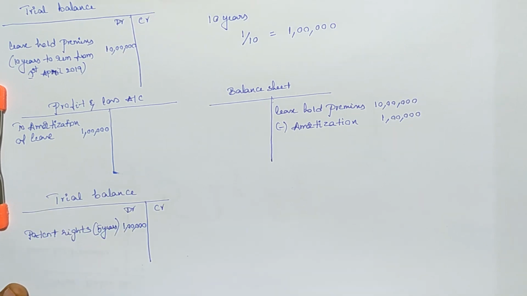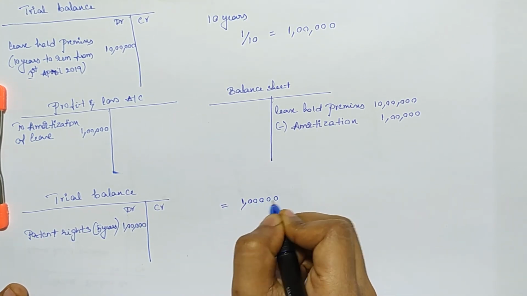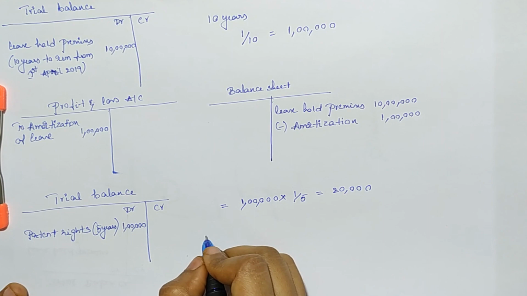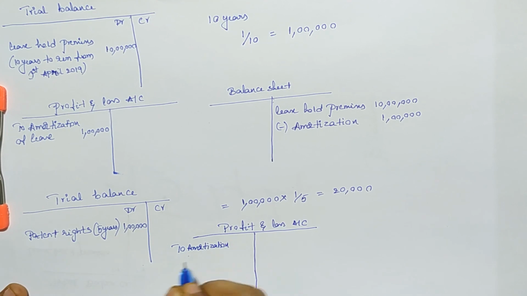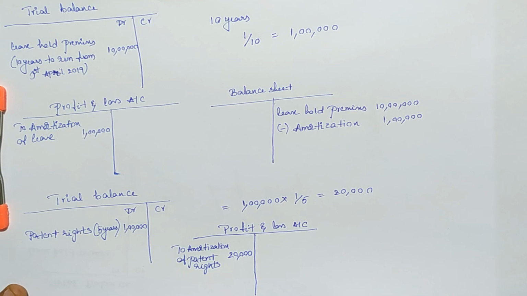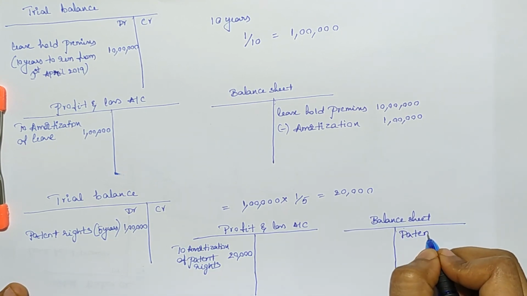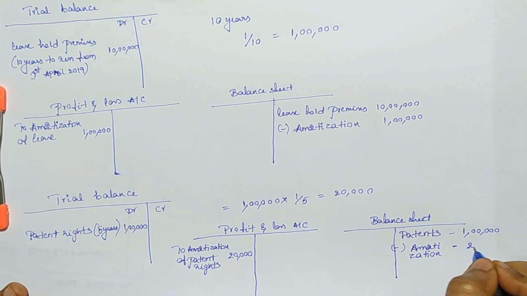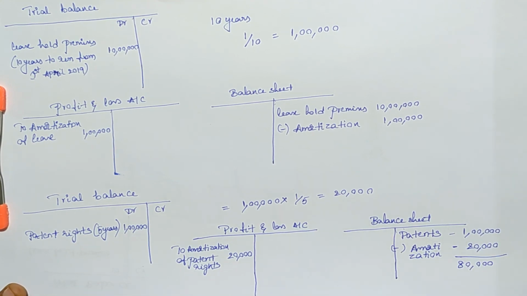balance sheet. Next example is, in the trial balance we have patent rights for 5 years. Like how we have amortized for leasehold premises, here also we have to amortize for patent rights. Here patent rights amount is 1 lakh. 1 lakh is for 5 years. For 1 year it comes to 20,000. This 20,000 we will mention on the debit side of the profit and loss account as amortization on patents, and we will deduct this amortization amount from the patents amount on the asset side of the balance sheet.